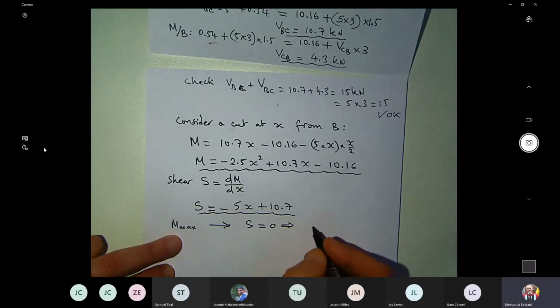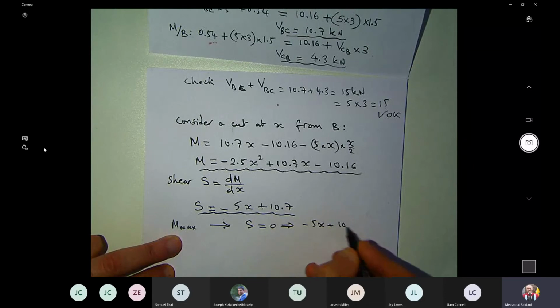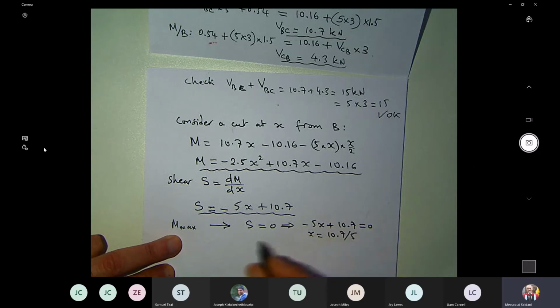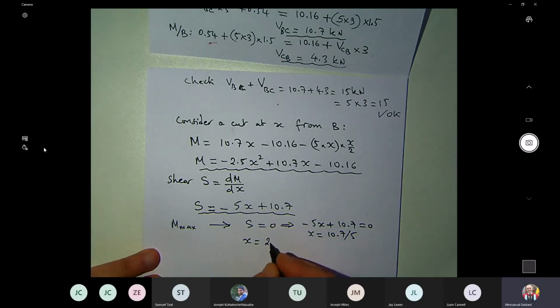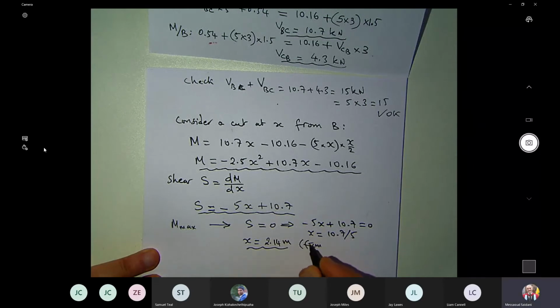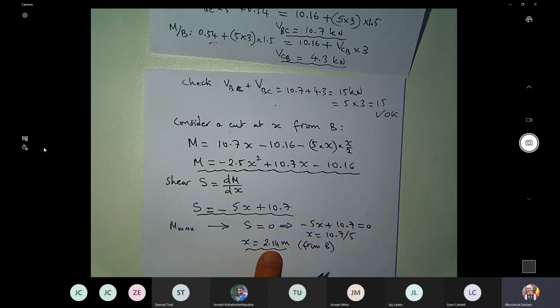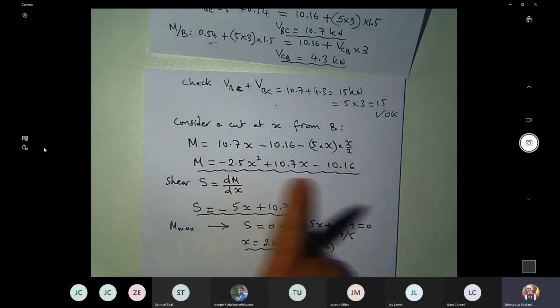So therefore, we have minus 5X plus 10.7 equal to 0. And therefore, you have X is 10.7 over 5, which is 2.14 meters. And that's from B. Now we can substitute the X back into the equation of M.